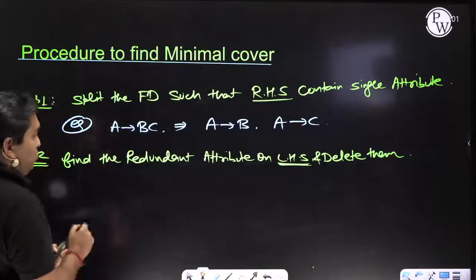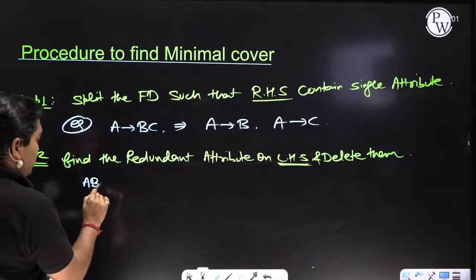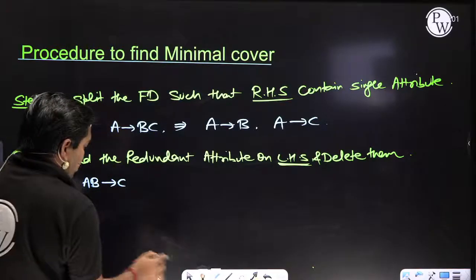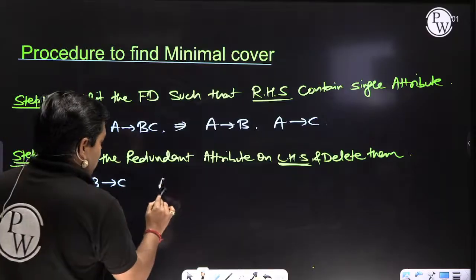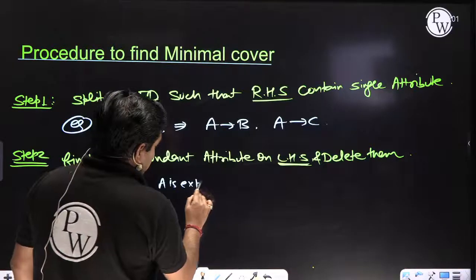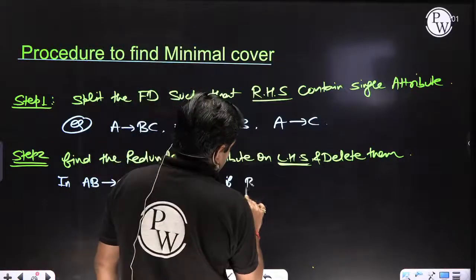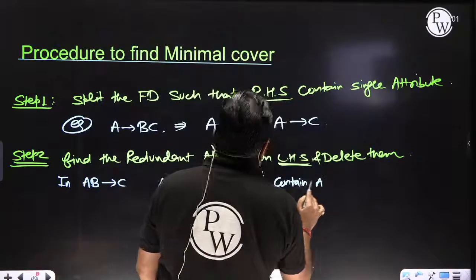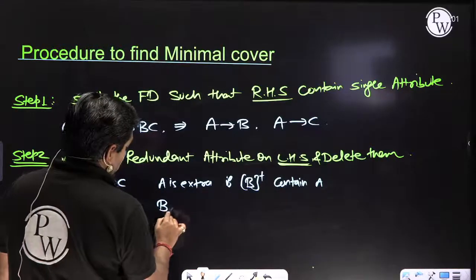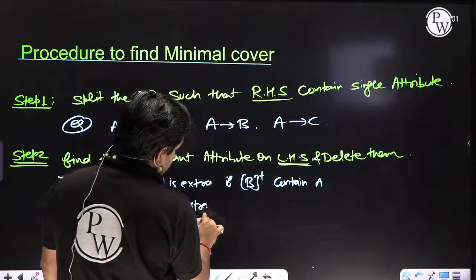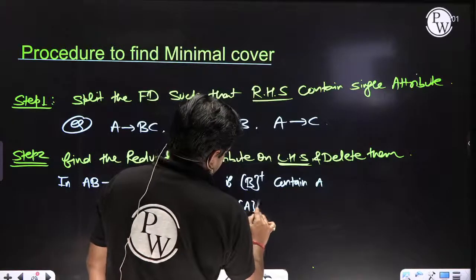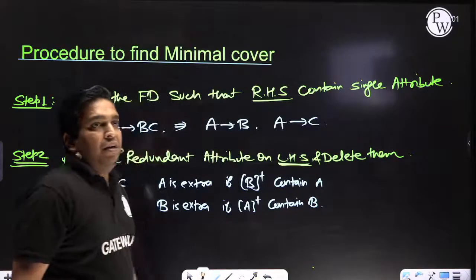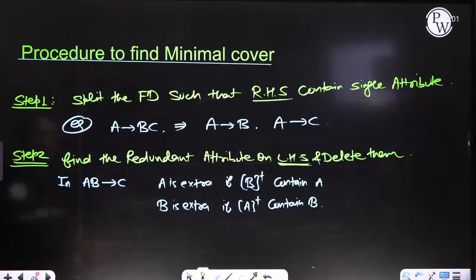Find the redundant attribute. In AB tends to C, A is extra if B plus contains A. Or B is extra if A plus contains B, my dear. This is step 2.